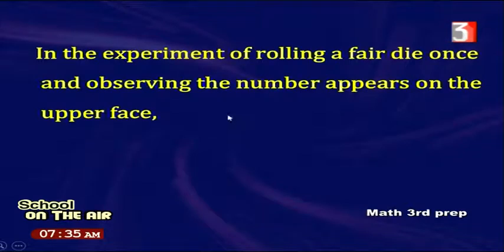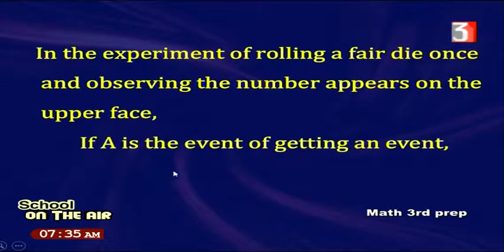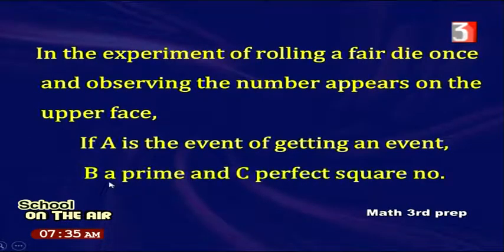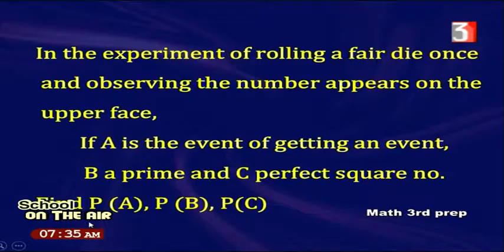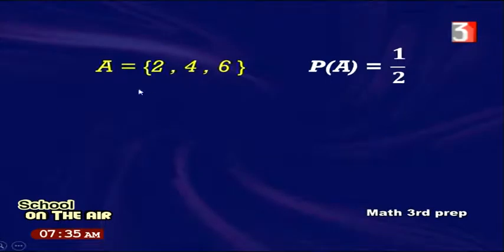In the experiment of rolling a fair die once and observing the number that appears on the upper face, if A is the event of getting an even number, B the event of getting a prime number, and C a perfect square number, find P of A, P of B, P of C. A is an even number, so we get 2, 4, and 6. It means that P of A equals the number of elements inside A, 3, divided by the number of elements inside the sample space, 6, and in simplest form equals 1 over 2.